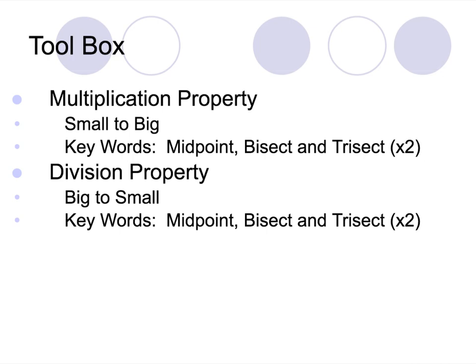The key words that you're looking for are midpoint, bisect, and trisect. And that x2, the times 2, means you're going to hear it or see it twice, like both of these things are trisected, or both these segments are bisected, or both these angles are trisected. So you're going to look for it twice. Otherwise, you can't really do it. And you'll see why here with some examples.